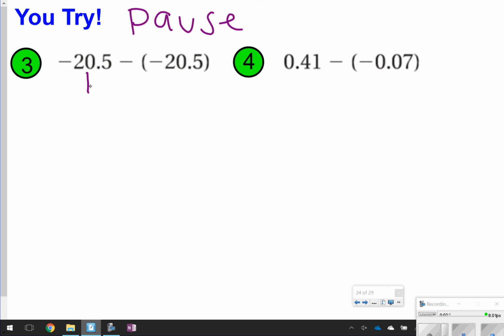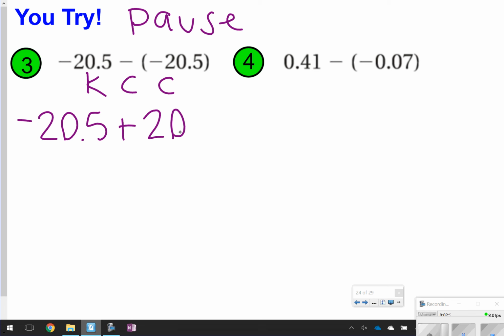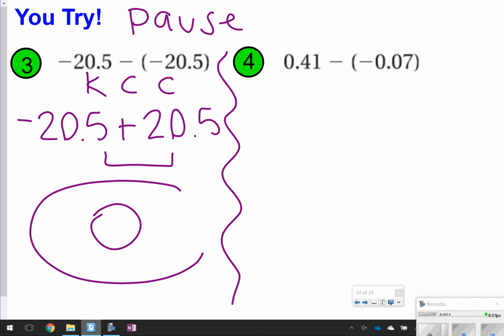All right, number 3, KCC is going to change this question to negative 20.5 plus positive 20.5. You should have noticed that these are additive inverses, which just means they're opposite numbers. And anytime you add opposite numbers or anytime you have additive inverses, your final result will always be 0. You could have subtracted these, okay, but you're still going to get 0 for that one.